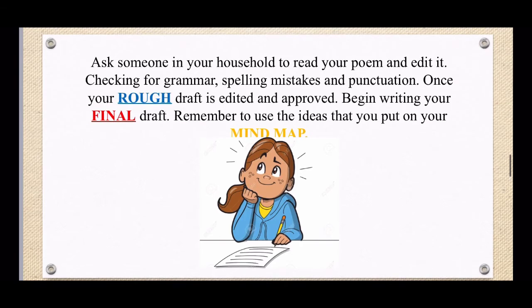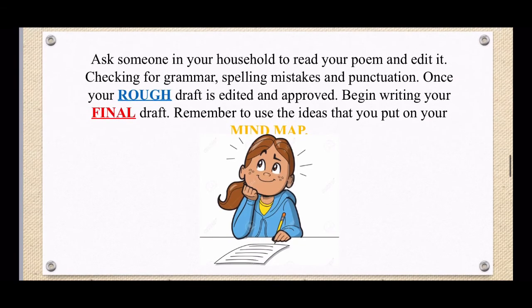So now we're getting to the writing part. So now I would like you to ask someone in your household to read your poem and edit it, right? So we know we have our mind map and now we need to start our rough draft. So check for spelling mistakes, grammar and punctuation. So once your rough draft has been edited and approved, you then begin your final draft. And remember to use the ideas that you put on your mind map, right?